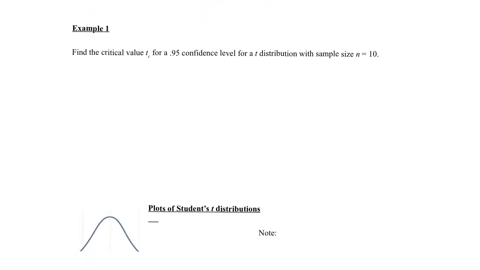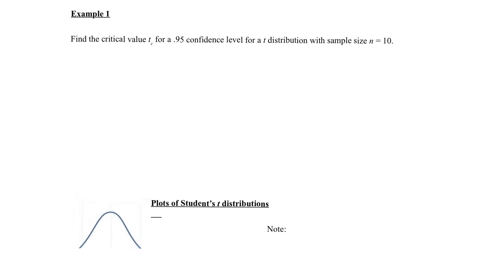So this will seem a lot like what we did before, except now we've got to find this critical value t sub c, instead of z sub c. And this is where we're going to have to use a table for this. So there's a way to do it on the calculator, but not all calculators have it. But even if your calculator does have it, it's actually easier to use a table.